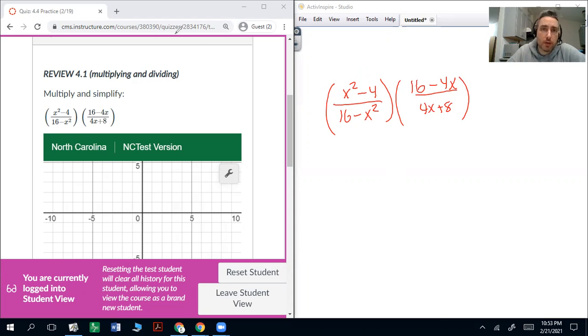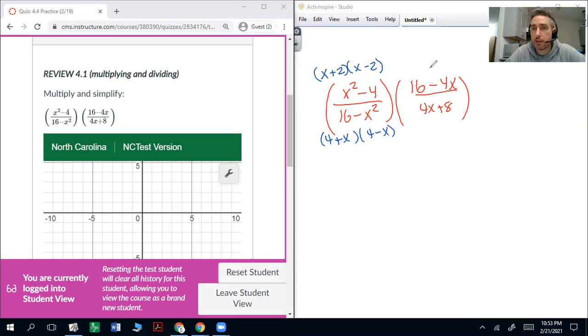Okay, what you want to do is factor the numerator. So x squared minus 4 is a difference of squares. That's x plus 2, x minus 2. 16 minus x squared is a difference of squares. That's 4 plus x, 4 minus x.